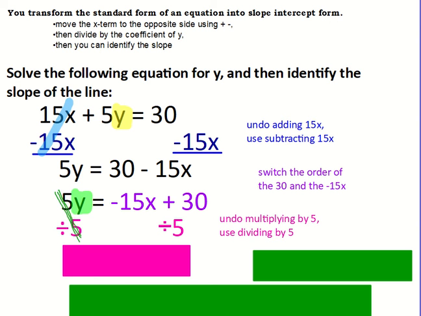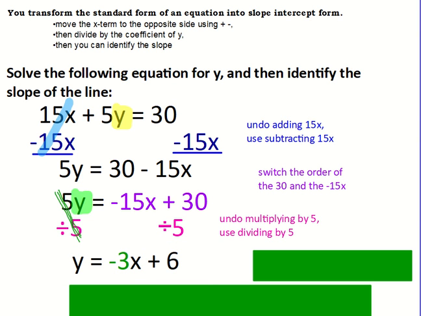On the right-hand side, you need to divide both the negative 15x by 5 and then the positive 30 by 5. 30 divided by 5 is 6, and then negative 15x divided by 5 is negative 3x. So here's what I'm left with. Y equals negative 3x plus 6.